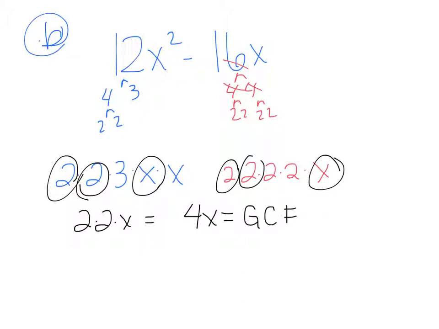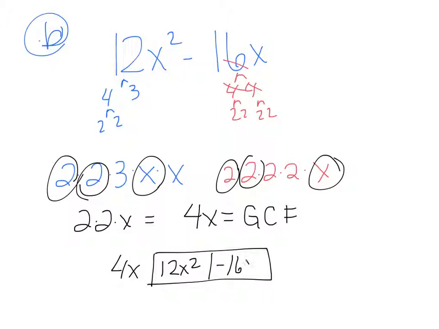So I'm going to put 4x outside of a small rectangle, a 2-box rectangle, and I'm going to put my 12x squared minus 16x inside. And now I want to figure out what goes on the bottom of this rectangle. I know the side is 4x. So we want to work backwards. We want to figure out what times 4x is 12x squared. Well, that's going to be 3x. And then what times 4x is negative 16x? That's going to be a negative 4. So our factored form is 4x times 3x minus 4.